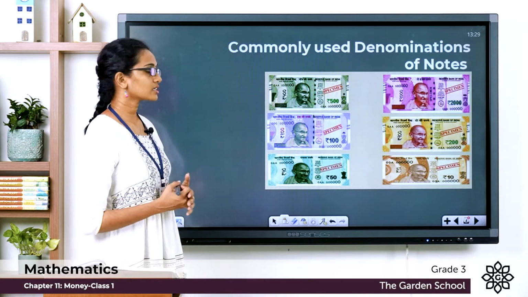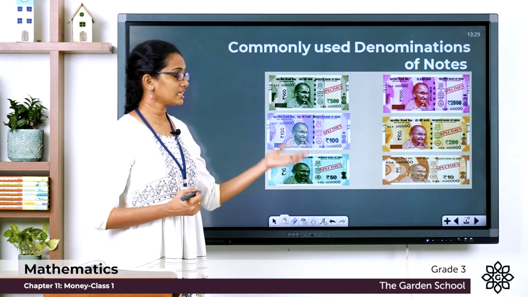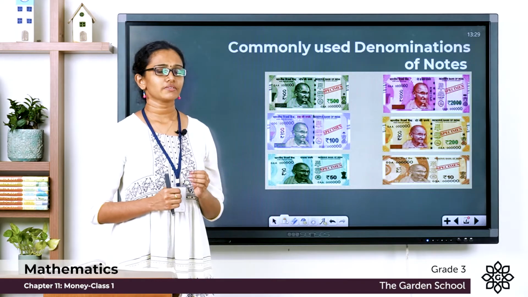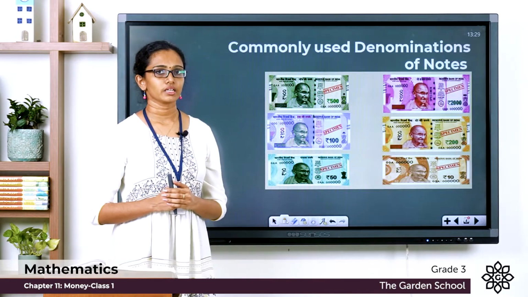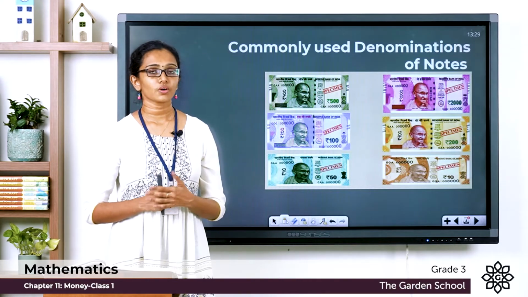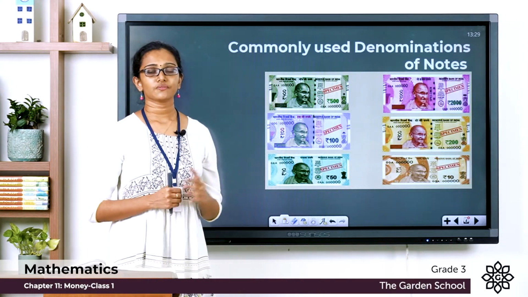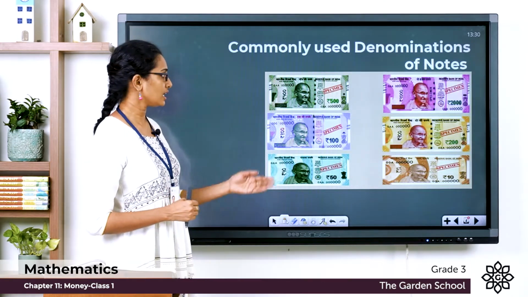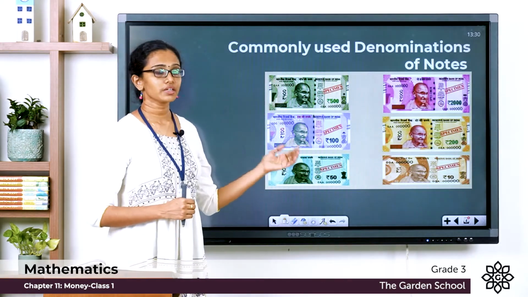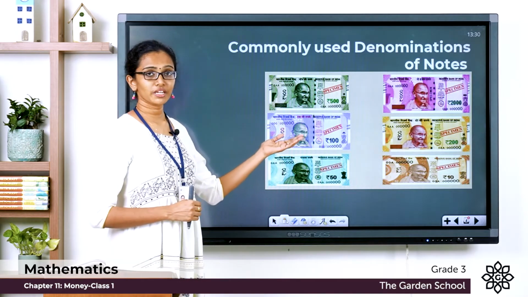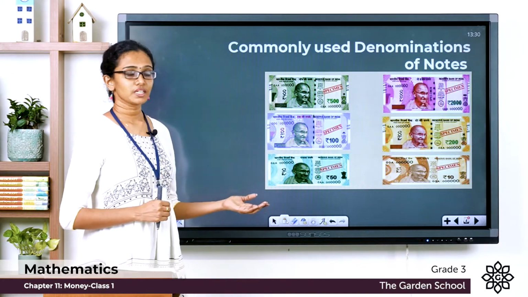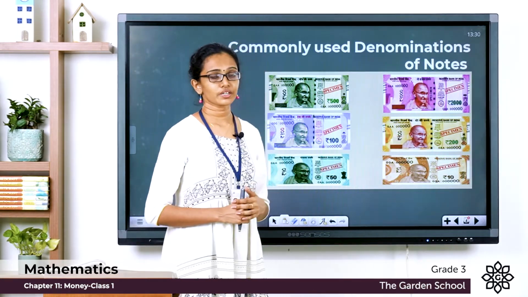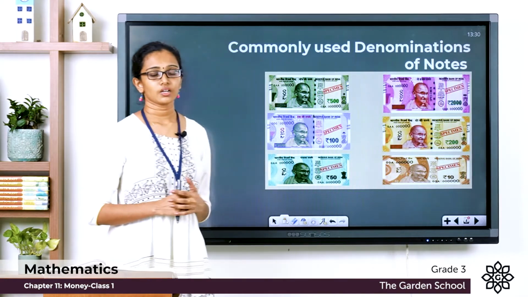So, here you can see the commonly used denominations of notes in India. See, in your textbook also you can see some pictures, but you might feel that the design is a bit different. So, those are the old notes or coins and these are the new designs for the notes and coins. Here you can see the rupees 500 note. Here you can see the 100 rupee note. Here it is rupees 50 note. Here it is rupees 2000 note. Here it is rupees 200 note and this is the rupees 10 note.